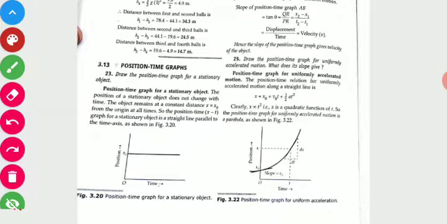In this you can see that when time is 0, the position of the object is x naught, and as the time changes there is no increase or decrease in the displacement. That is, initially the displacement is x naught and finally also the displacement is x naught. So we can say if there is no displacement then there is no motion, so the object is at rest.